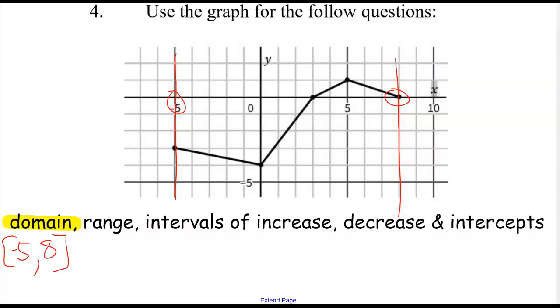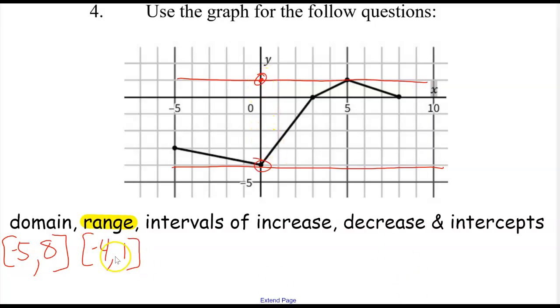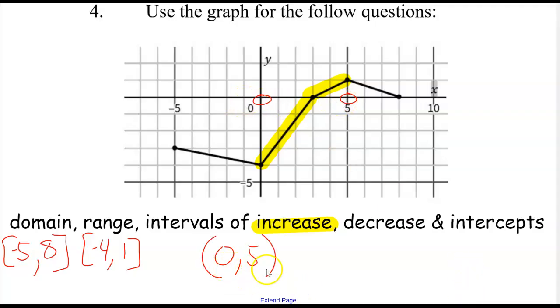The range. The range is all the possible output values. So how low to how high, and that's going to be -4 to 1, -4 up to 1. Intervals of increase. Where are the intervals of increase? Where does it go up at? It goes up here. Alright, that starts at this number to this number, which is 0 to 5.